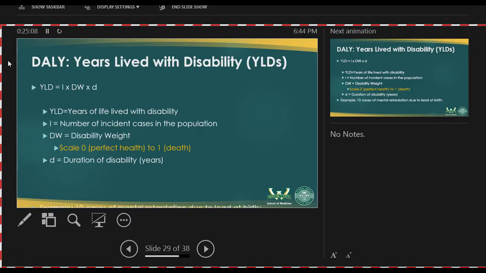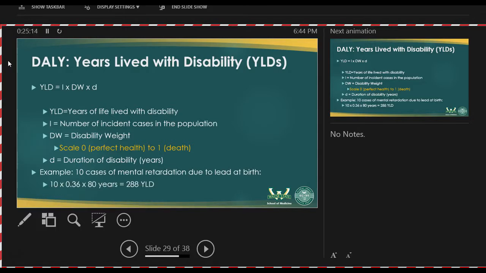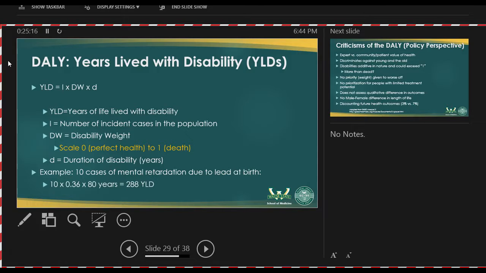Sorry. So again, there's an example here, 10 cases of mental retardation due to Lare. And again, you have to use that table, and then you get 10 into 0.36 into 80, which is basically 288 YLD. So the final daily is YLL plus YLD, which is basically 344 plus 288 in this case.